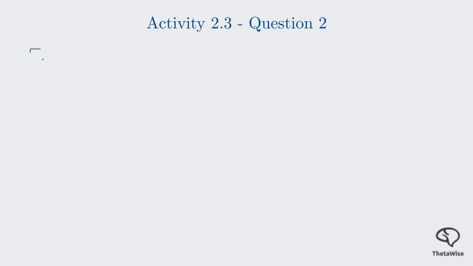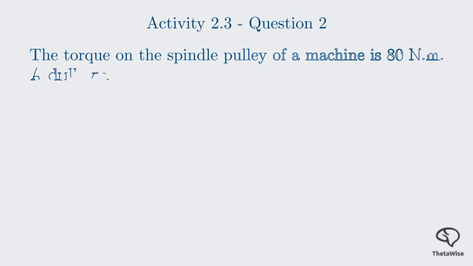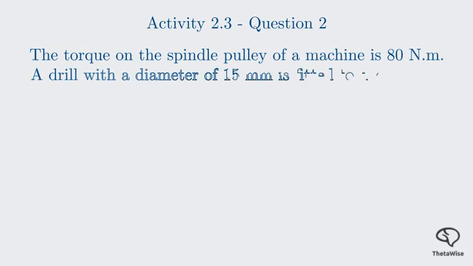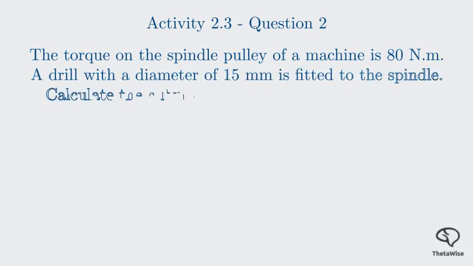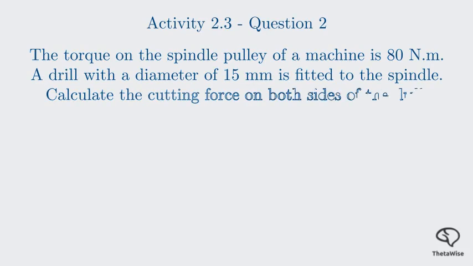Next up is question 2. The torque on the spindle pulley of a machine is 80 newton meters. A drill with a diameter of 15 millimeters is fitted to the spindle. Calculate the cutting force on both sides of the drill. Here, we need to relate the given torque to the force exerted by the drill bit.